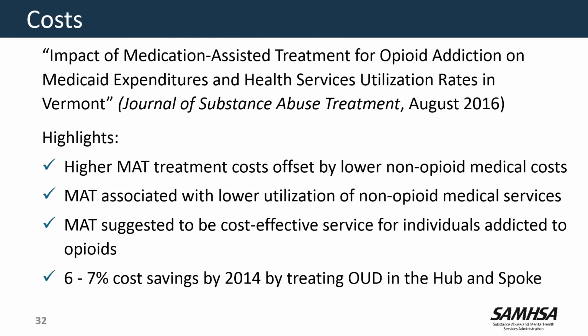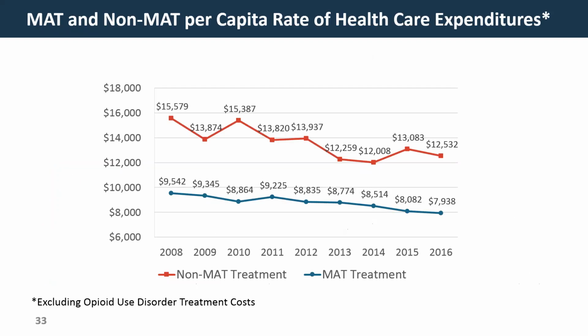And then we looked at cost, and I know I'm getting close to the end. We determined that by 2014, we were already saving 7% of cost by treating opiate use disorder in the hub and spoke. And part of it is shown by this slide. When you look at people who are in MAT, who have opiate, and then you look at people who have a diagnosis of opiate use disorder but are not in MAT, you can see the discrepancy in the total healthcare costs, excluding opiate use treatment. So for instance, in 2016 per capita, $7,900, that's just for medical services, as opposed to $12,500. So the cost savings is significant.